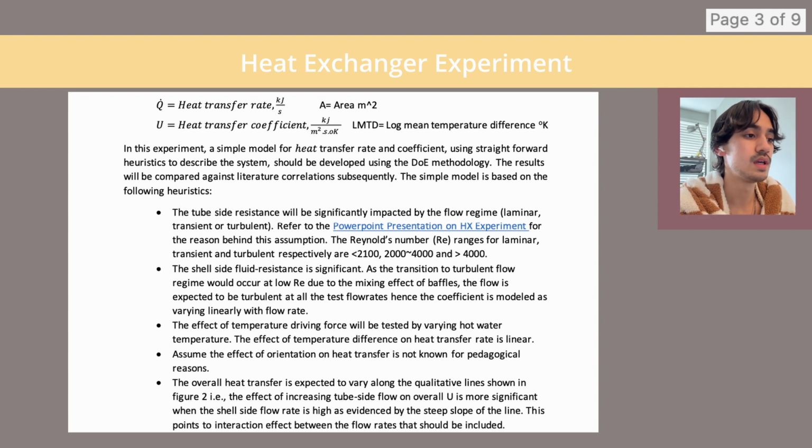In this experiment, a simple model for heat transfer rate and coefficient, using straightforward heuristics to describe the system, should be developed using the DOE methodology. The results will be compared against literature correlations subsequently. The simple model is based on the following heuristics.